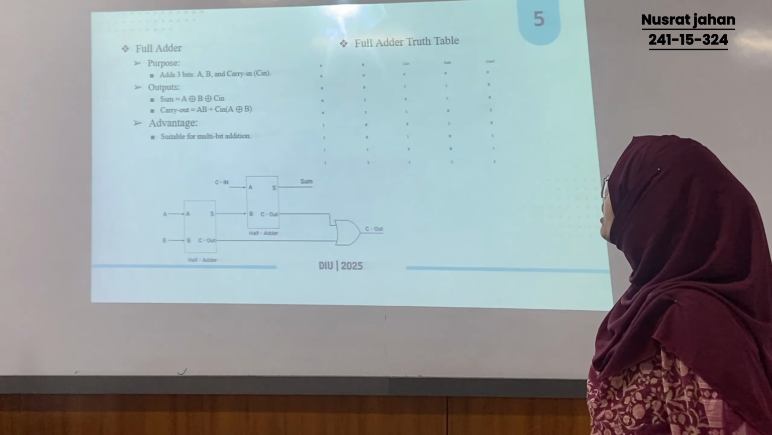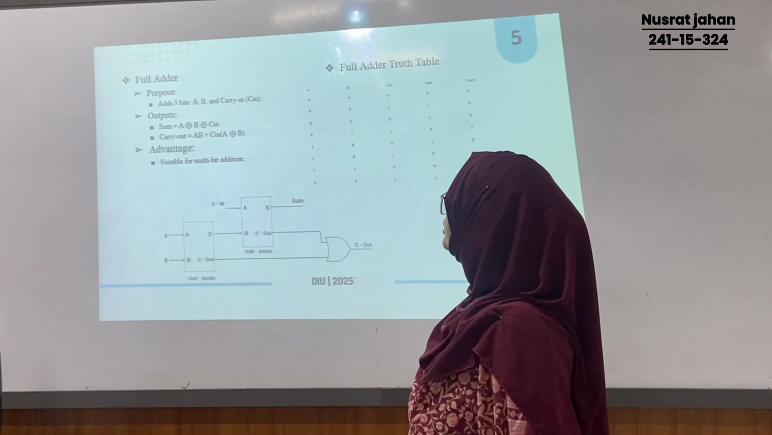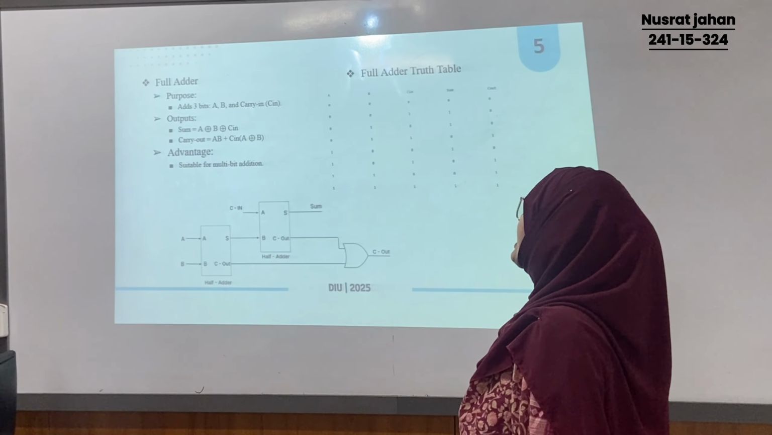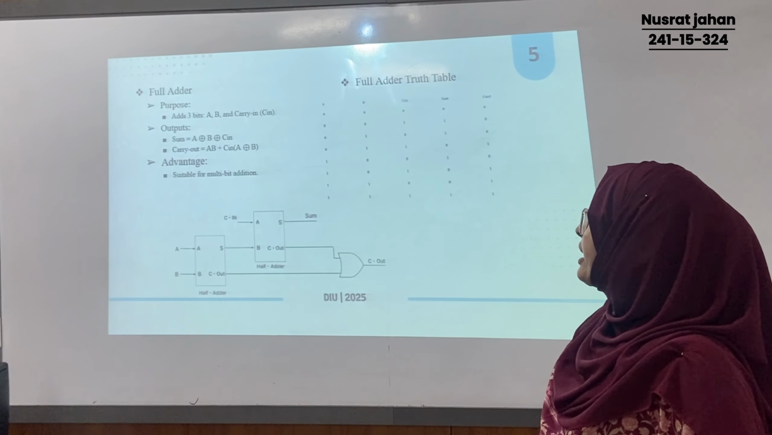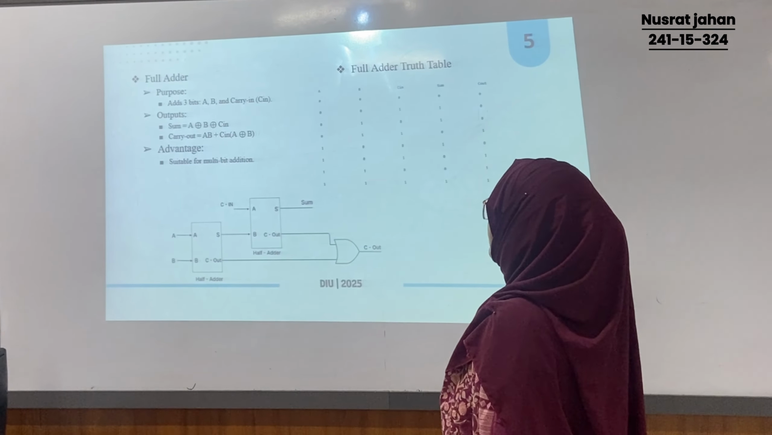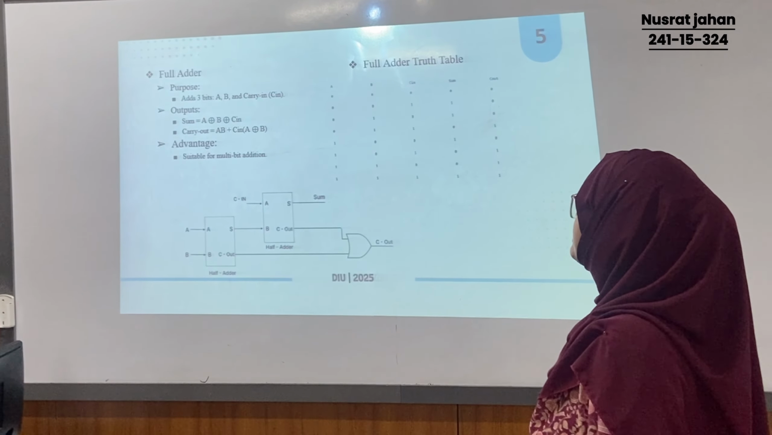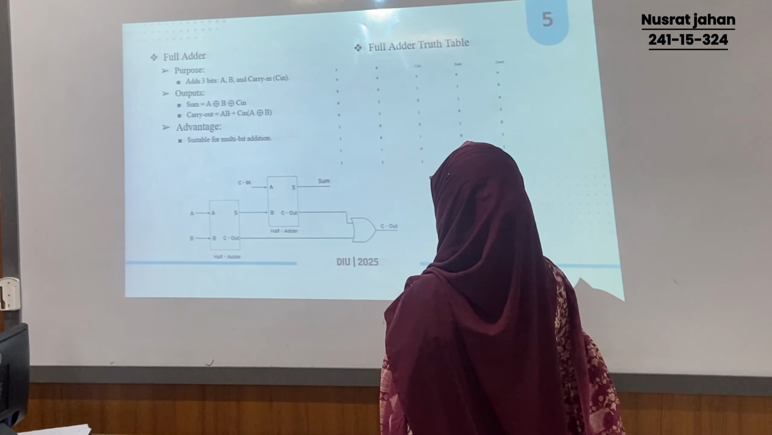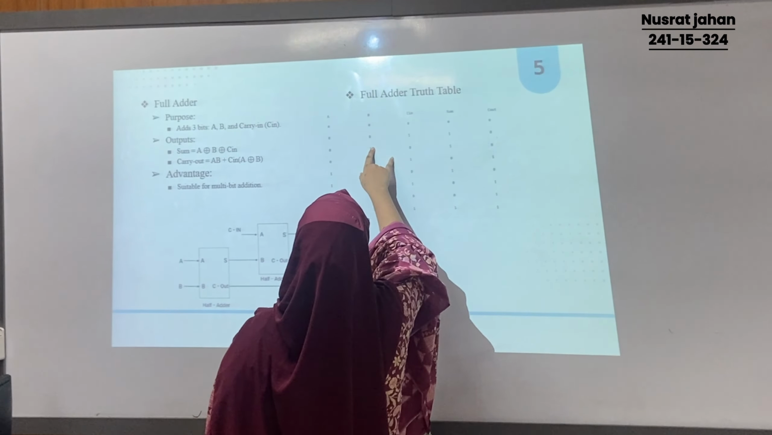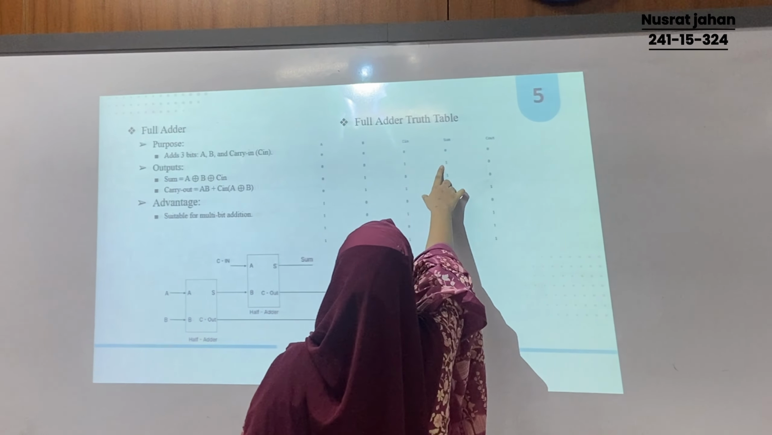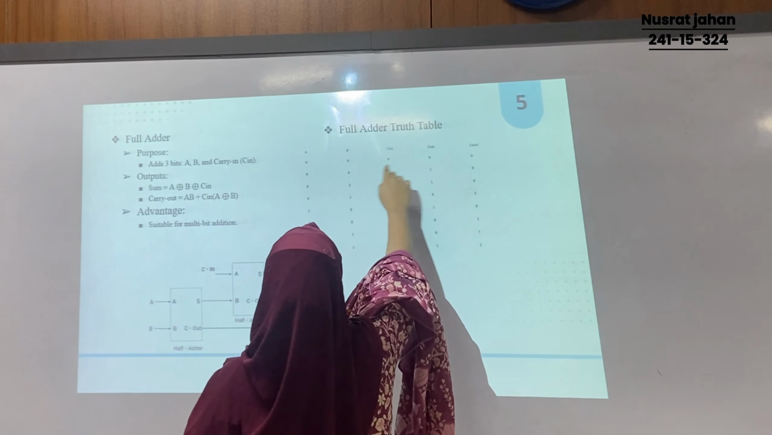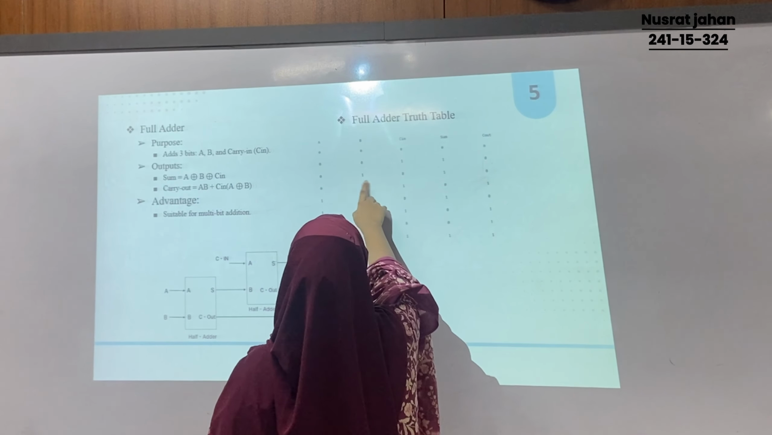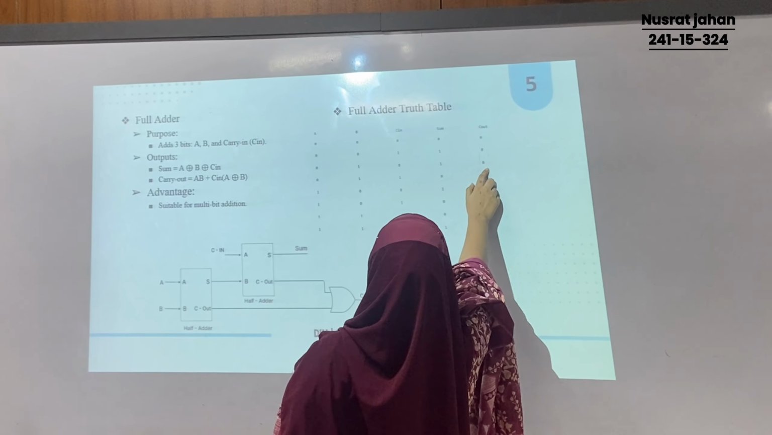Next slide. Full adder. The full adder is an extension of the half adder. Here the inputs are 3 bits: A, B, and also carry in. The output sum is A XOR B XOR C, and carry out is A AND B plus carry-in AND (A XOR B). Here is the full adder truth table. 0, 0, 0: sum 0 and carry 0. 0, 0, 1: sum 1 and carry 0. 0, 1, 0: sum 1, carry 0.